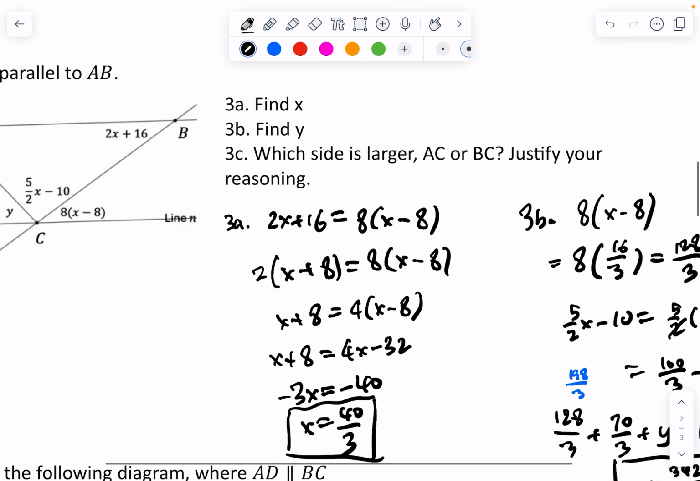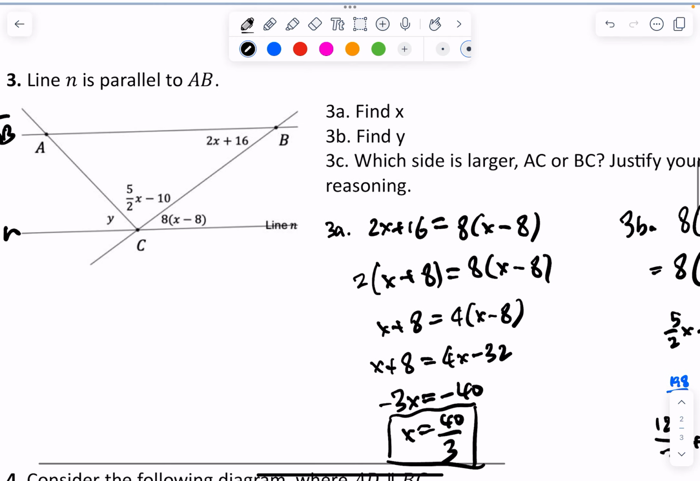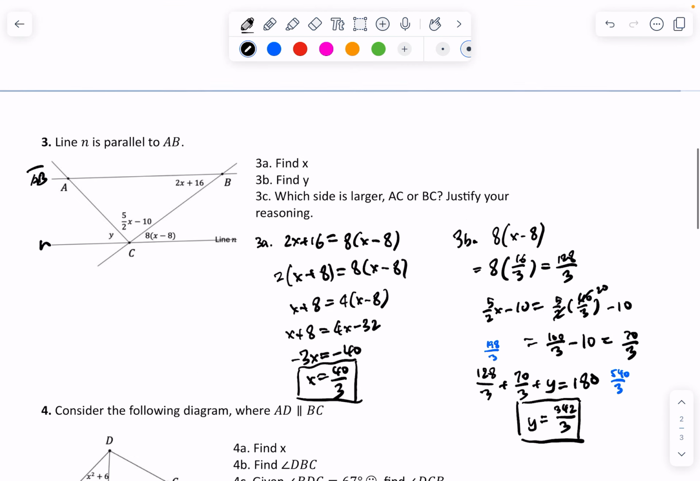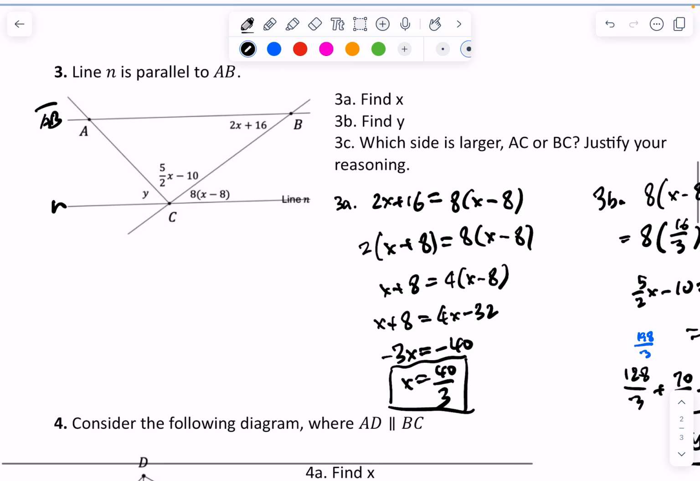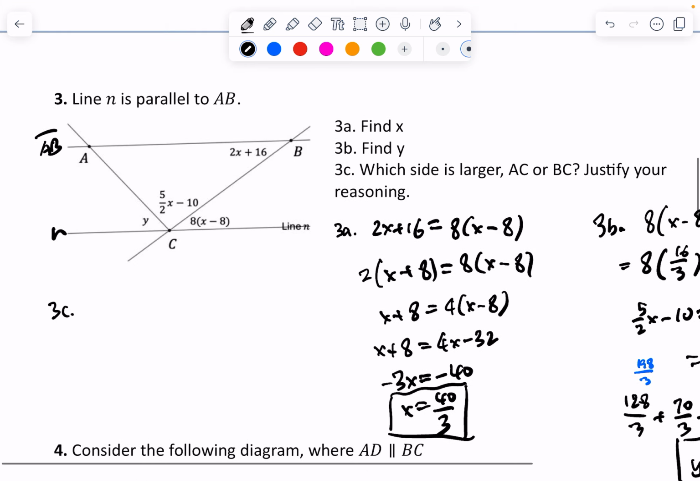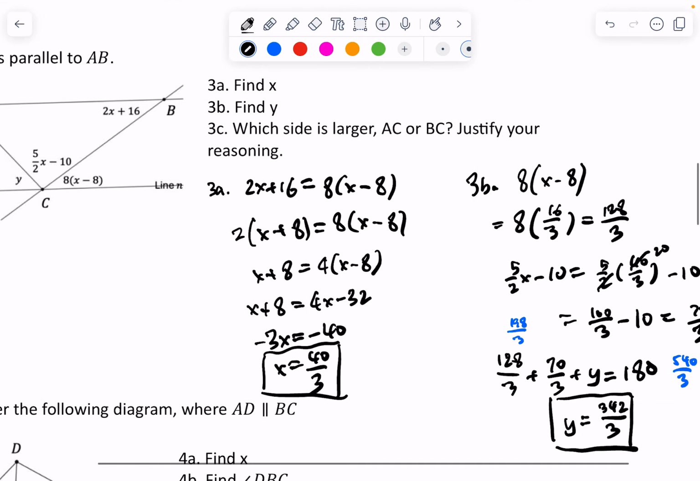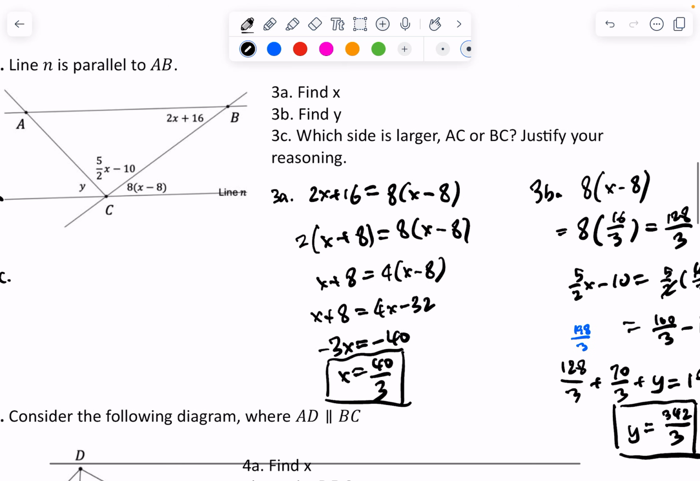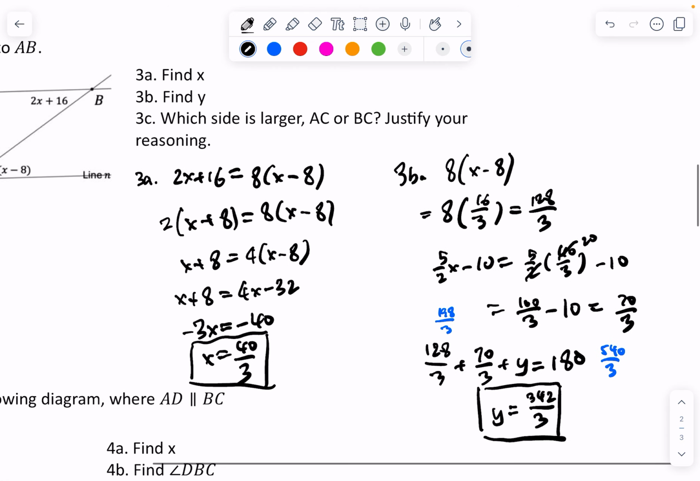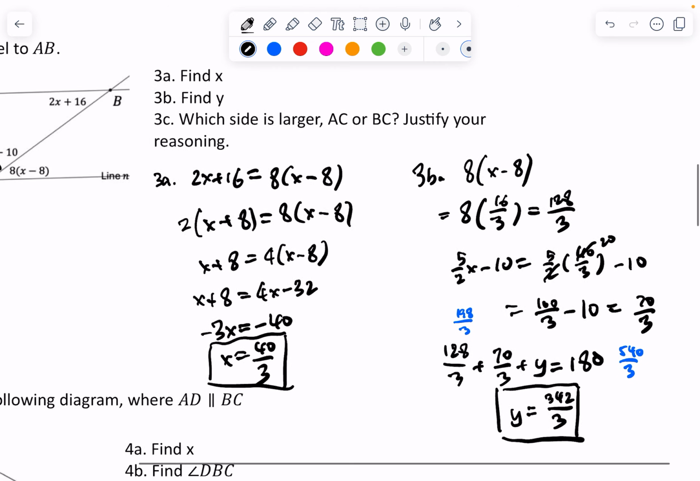Okay, next problem. Which side is larger, AC or BC? Justify your reasoning. How would you do this problem? So in here, all you are given are a few angles, right? You are not given any side lengths, but you are given that angle ACB, this angle, is equal to how much? Is equal to 128. No, 100.